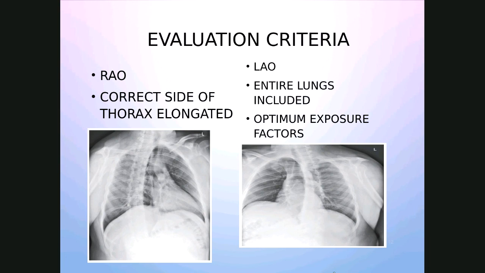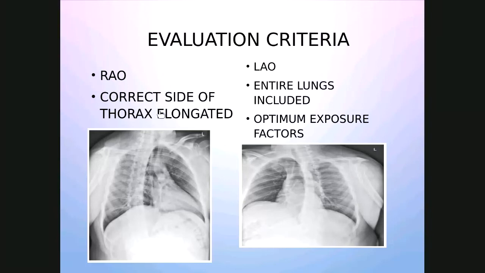So when we look at the evaluation criteria on here, this is an RAO, this is the LAO. Notice that both images, you need to have the entire lung included. So this one is a little bit close actually on this right lung. That's a little bit close for comfort where they clip that right costophrenic angle. All right, so when we look at that, you need all the lungs included. You need optimal exposure factors, and you need the correct side of the thorax elongated.